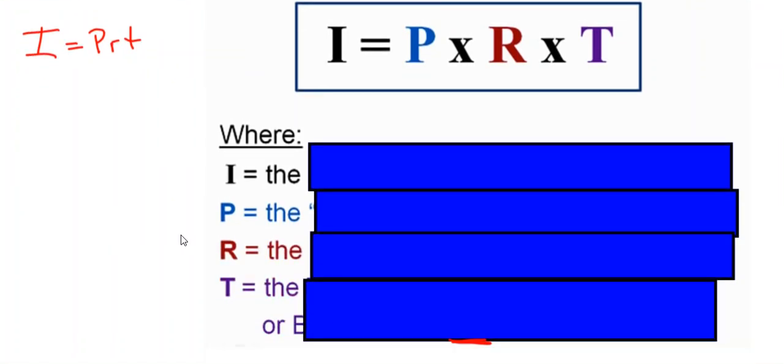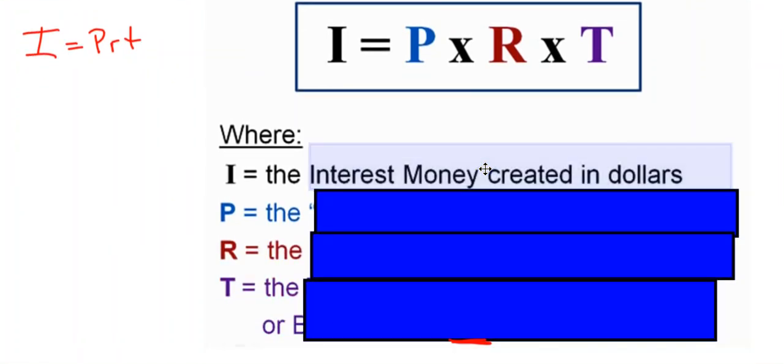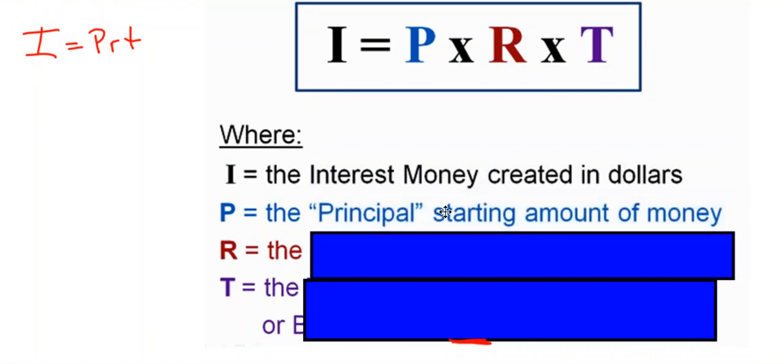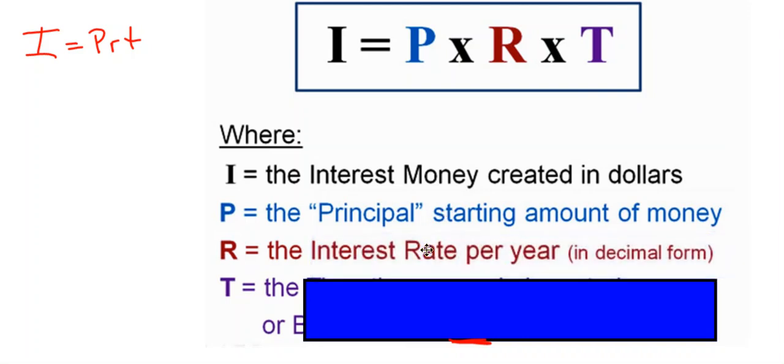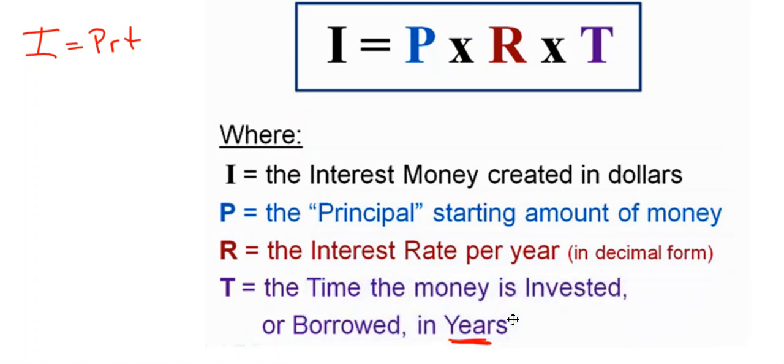All right, so let's make sure you understand what each one of these are. I is your interest. That's how much money you're making, or how much you're going to have to pay, depending on the situation. P is the principal. That is your starting amount of money. So if it's a loan, it's how much you are borrowing. R is your interest rate. The big thing about that one is it has to be in decimal form, so you have to turn your percent into a decimal. Remember, that's moving it 2 places to the left. And T is your time. It's how long that money is either borrowed or invested, in years. So if they give it to you in months, we're going to have to change it.